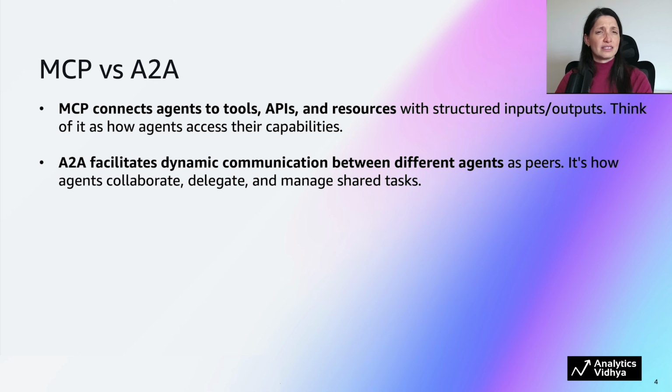It's important to understand how A2A relates to MCP. MCP connects agents to tools, APIs, and resources with structured input and output. Think of it as how agents access their capabilities. And A2A enables dynamic communication between different agents as peers. It's how agents collaborate, delegate, and manage shared tasks. They are complementary. MCP gives agents their tools, and A2A enables collaboration.